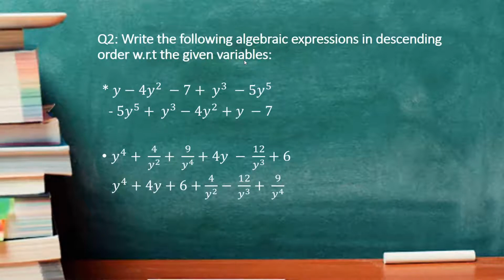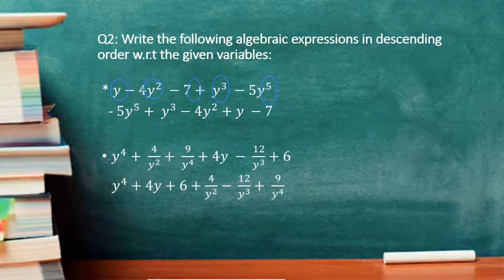Okay, it's not mentioned which variable is there. Just look at the question, only one variable is mentioned. That means we have to check out the variable y's power over there. Okay, here y is having power 1, y having power 2, no y is there, that means y power 0, y power cube, y power 5.